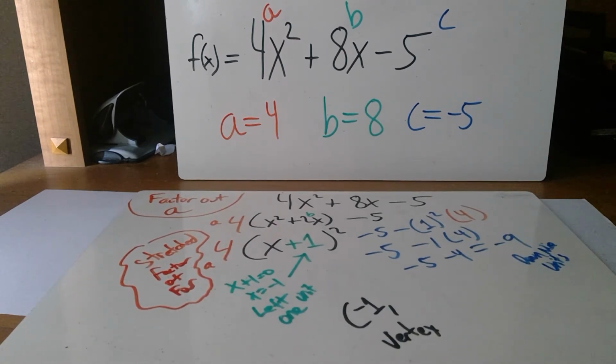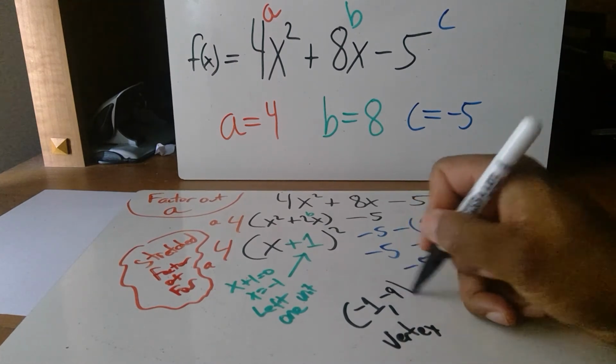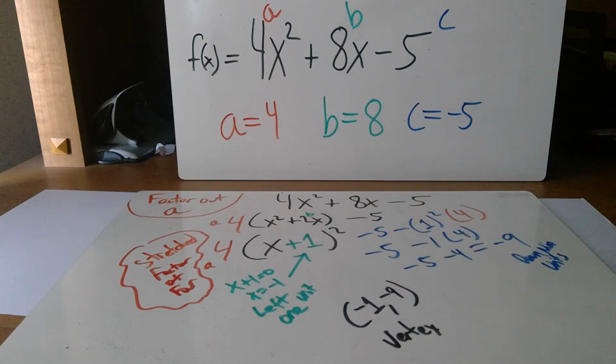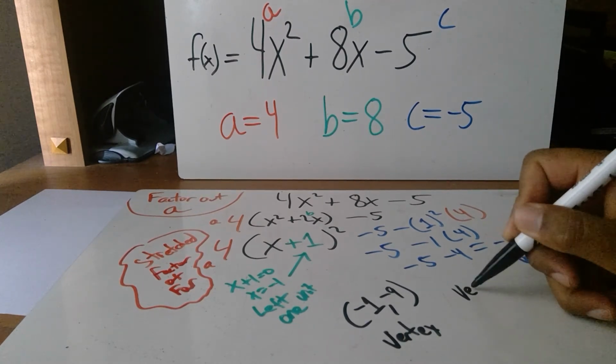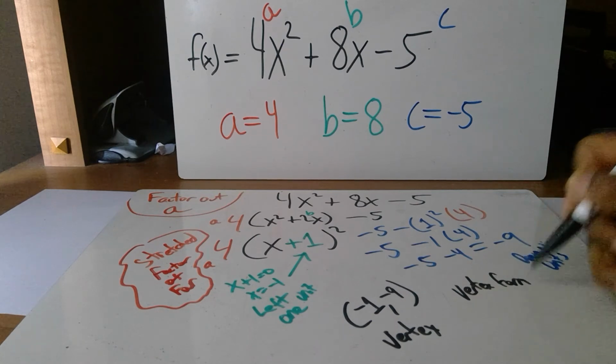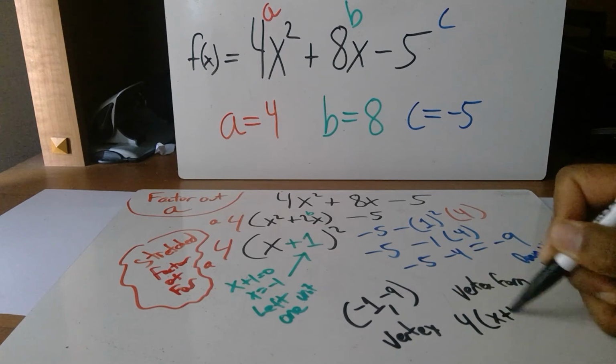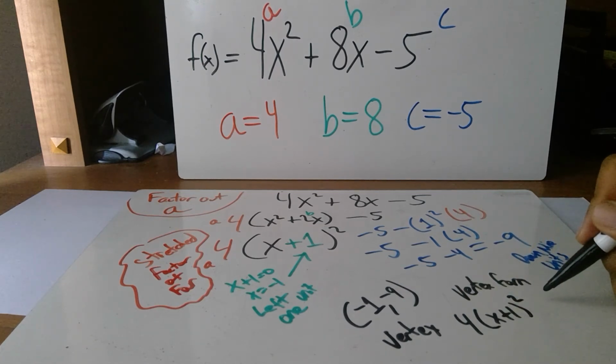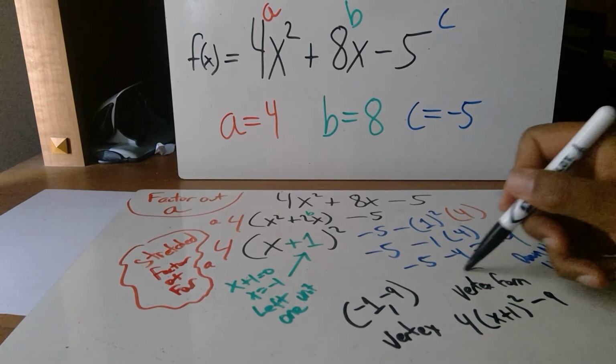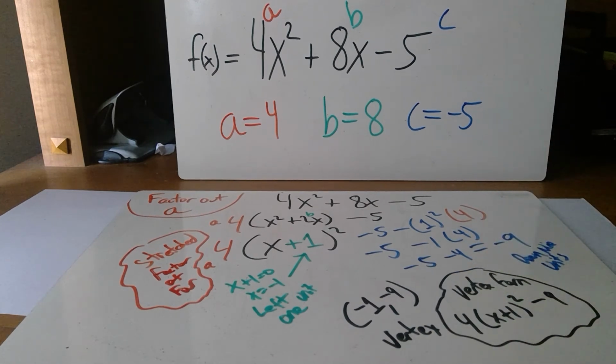Down 9 units, which means my vertex is -1, -9, which means my vertex form looks like this. When I'm doing my vertex form, it's 4, stretched by a factor of 4, x plus 1. We're going 1 unit to the left, minus 9, which will be down 9 units. There's vertex form: 4, x plus 1, minus 9.